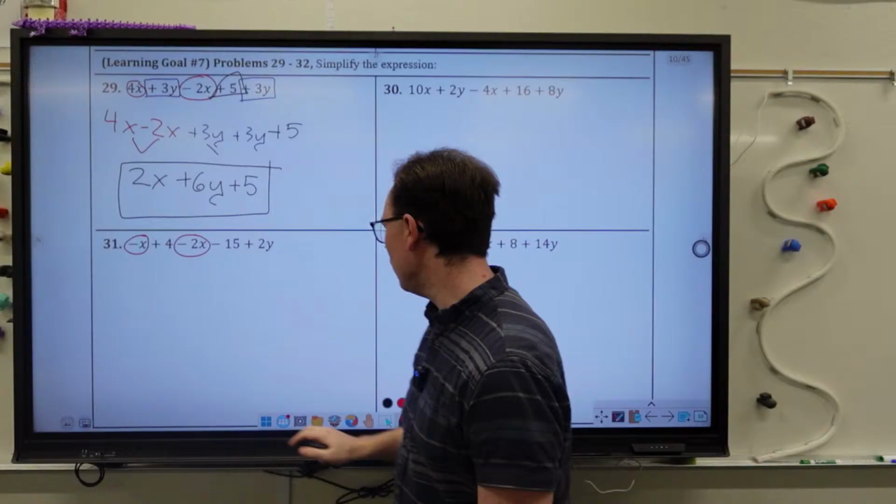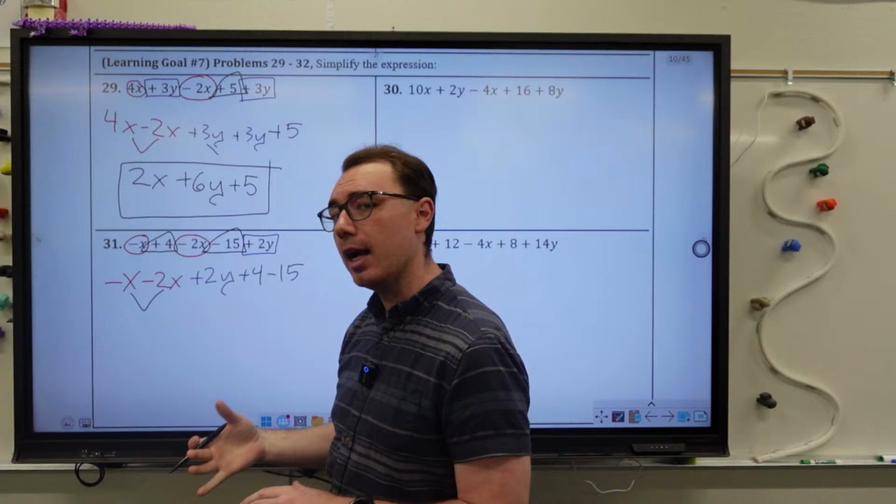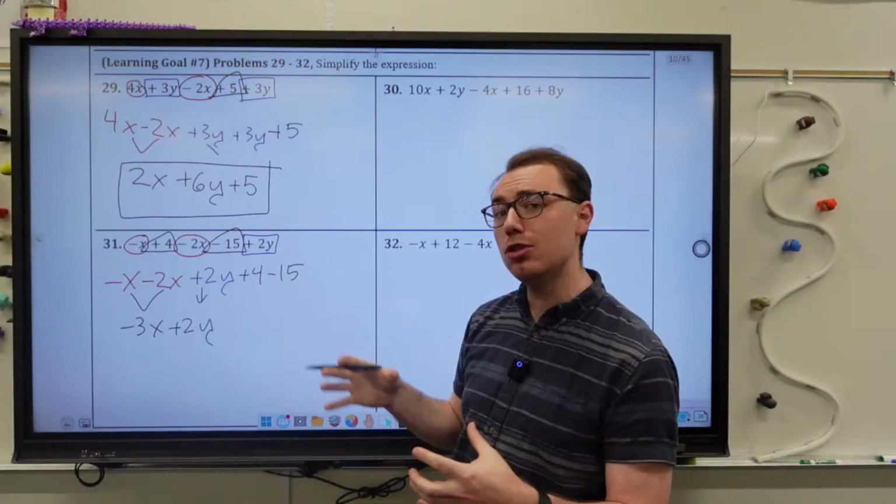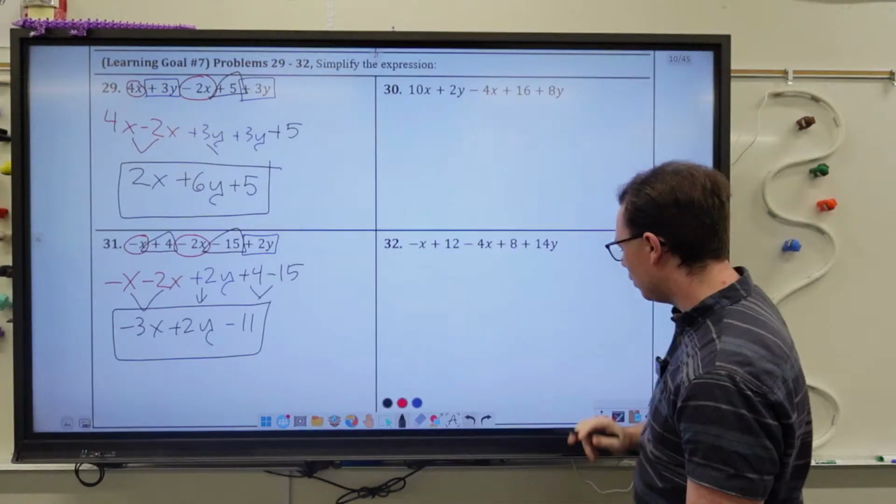So I could rewrite this problem as negative x minus 2x plus 2y plus 4 minus 15. And now I just solve it out all together. This negative x minus 2x gives us negative 3x. That 2y has no other like terms for it to combine with, so it just drops down to give plus 2y. And then this plus 4 minus 15 do combine together to get negative 11. And then our finished answer here is just going to be that negative 3x plus 2y minus 11. We're good now to move on to that problem number 8.